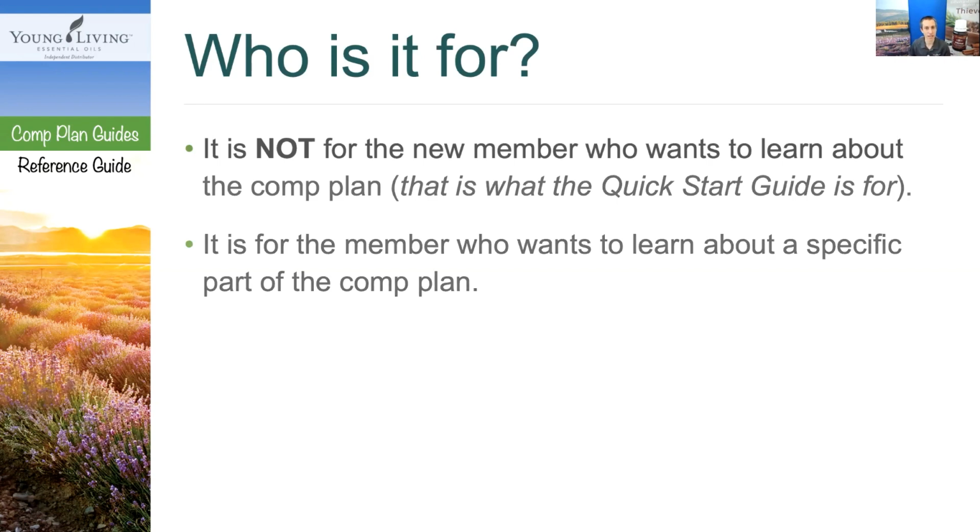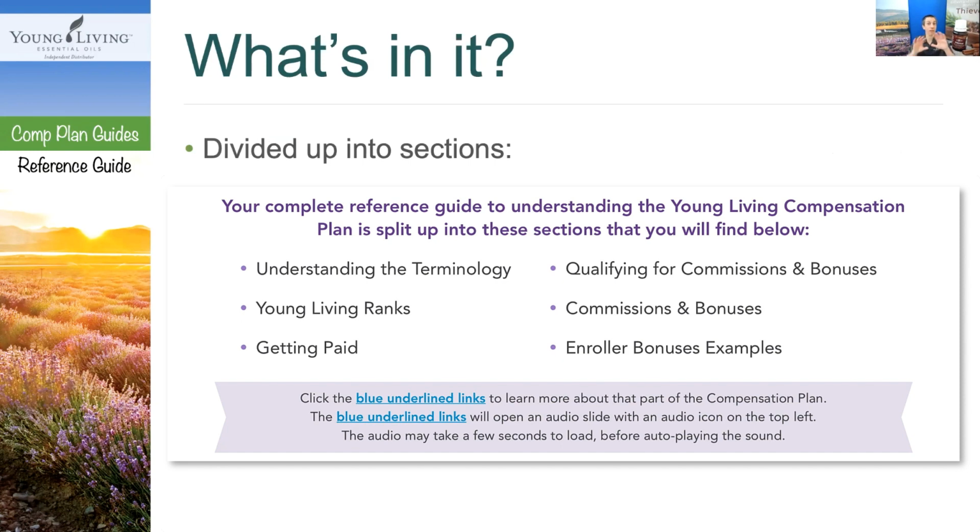Okay, so now we're going to have a little look at what's actually in the reference guide. It's broken up into these particular sections: understanding the terminology, Young Living ranks, getting paid, qualifying for commissions and bonuses, and some enroller bonus examples.